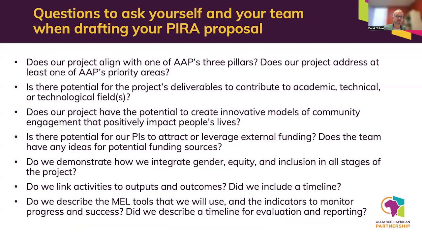All right, and so these questions really help make sure that you're in alignment with our pillars, our goals, and our principles, including equitable partnerships and the co-creation of the project. So things to keep in mind and ask yourself is, does our project align with one of AAP's 3 pillars? And does our project address at least one of AAP's priority areas? Is there potential for the project's deliverables to contribute to academic, technical, or technological fields? Remember, we're really focused on the impact, that real world impact, how it affects people's lives. Does our project have the potential to create innovative models of community engagement that positively impacts people's lives?